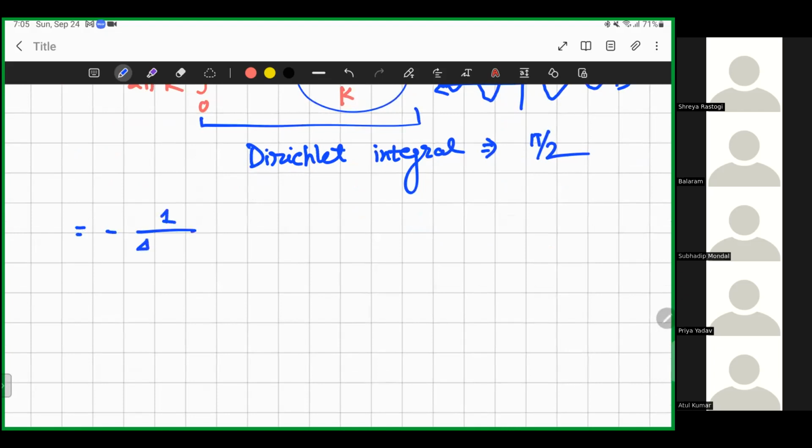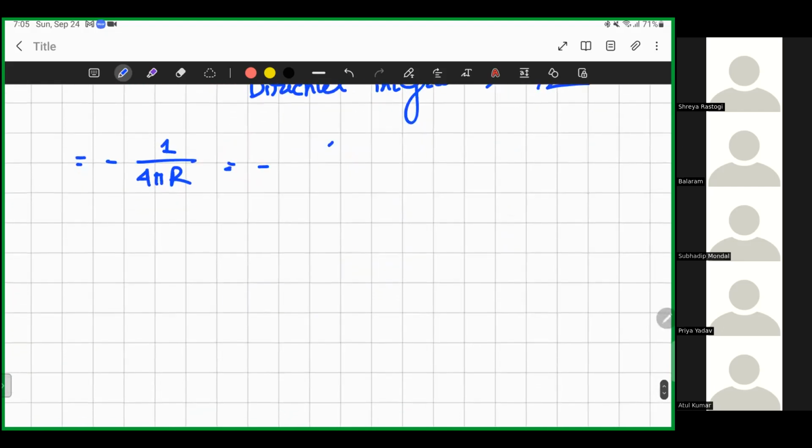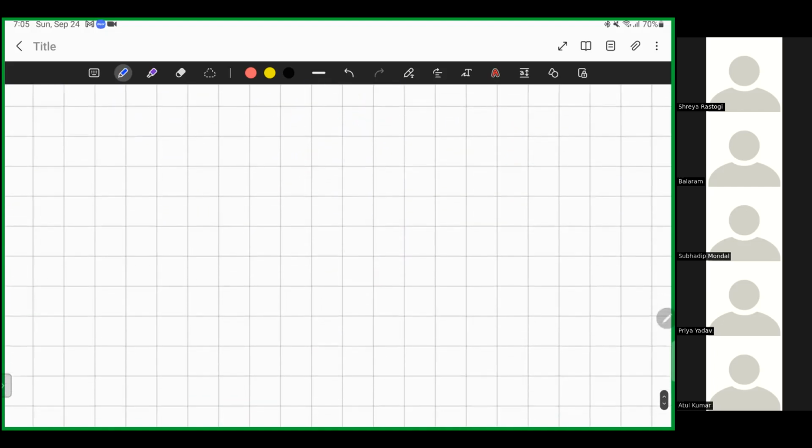The answer is 1 by 4 pi r. If we put here pi by 2, then pi will cancel and 2 is there. So it will be minus 1 by 4 pi, R means r minus r prime. So this will be our Green's function. This is easy. But this integral we should know how to evaluate. So this is very interesting to do. I would like to do this.